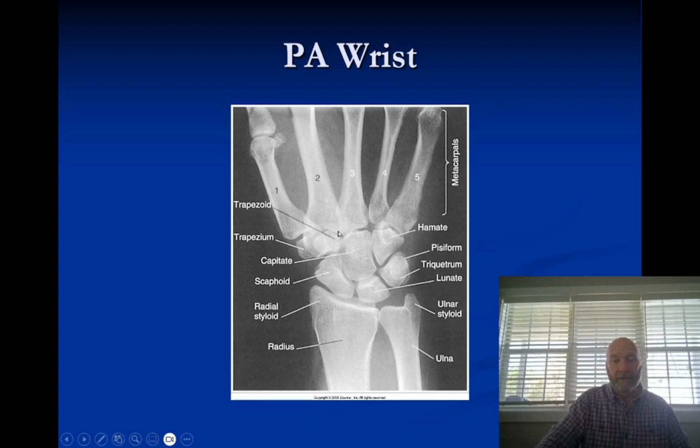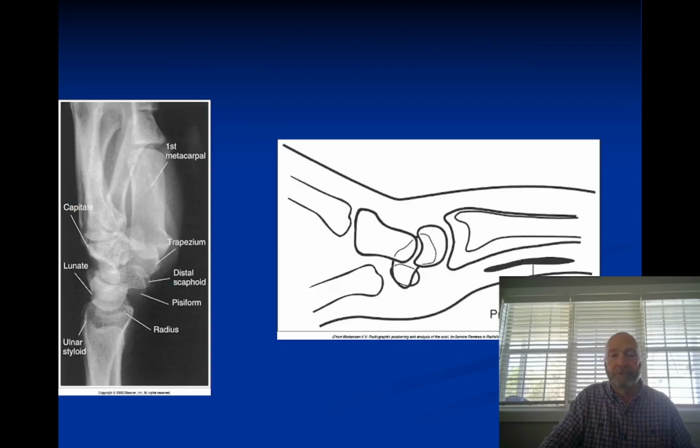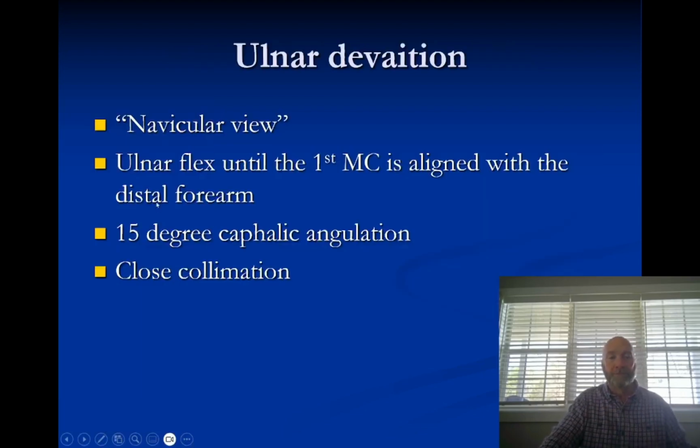So it's going to take the bones on the lateral side of the wrist and spread them out. So it's going to desuperimpose the scaphoid a little bit. There we go. Ulnar deviation, or ulnar flexion, sometimes you'll hear it referred to, is just the movement of the wrist in that direction.